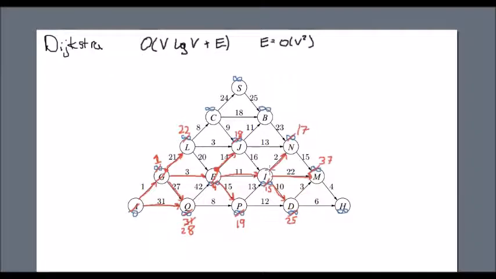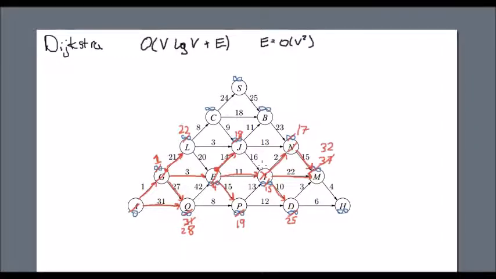Okay, so the new lowest must be 17, right? So from N we can only go down to M, but actually we can improve the 37. So we go this way and we get 32. Okay, so the new lowest has been here. That's 32, no, 25. That must be 18, right? Okay, from 18 we can go to B, N, and I.